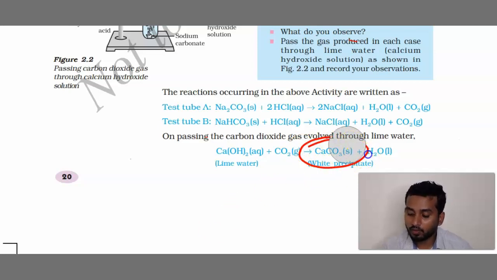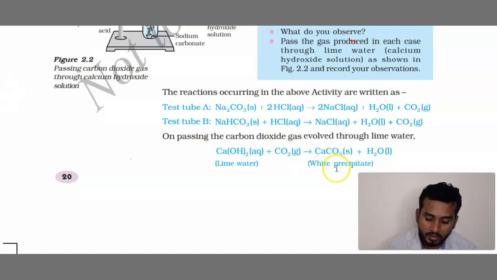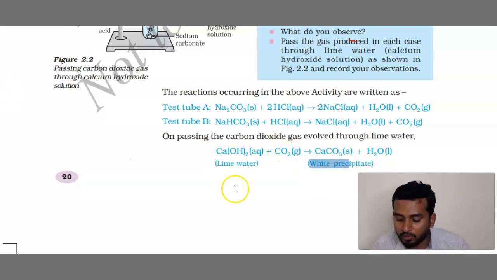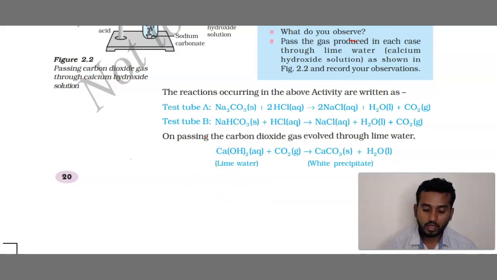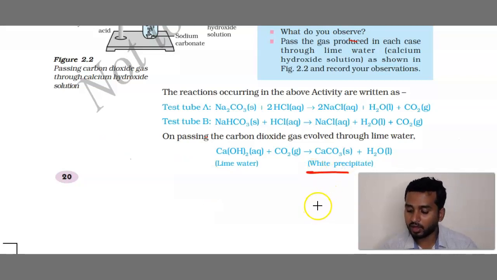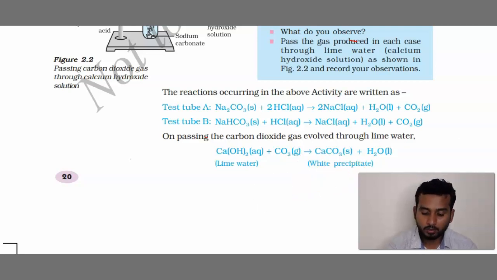It is known as a white precipitate. Do not forget it. A precipitate is nothing but something insoluble. It will not dissolve again, it doesn't react again. That is called a precipitate. So what is the color of this precipitate? A white precipitate is formed. Understood? So you need to remember this point.